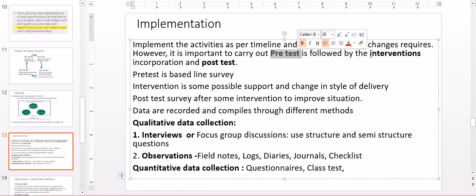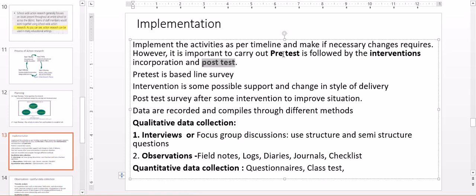Then once you have given support, or some kind of intervention, after doing that for around a month or so, we do a post-test. That is to find out if there is any change after giving the intervention. Did the intervention make any change to the children? Then we find out through the post-test. All right. This is a method of data collection.